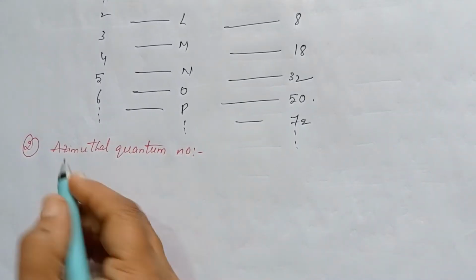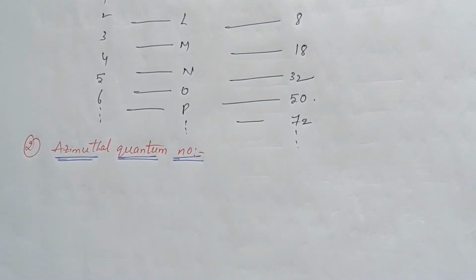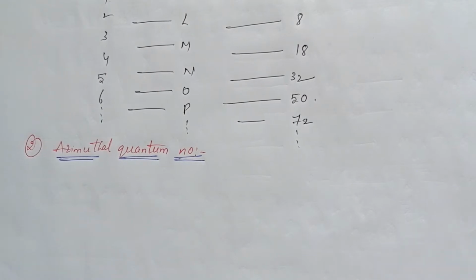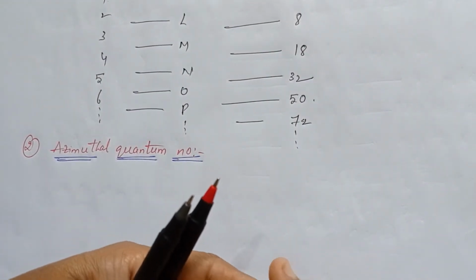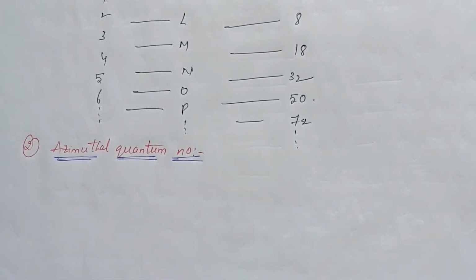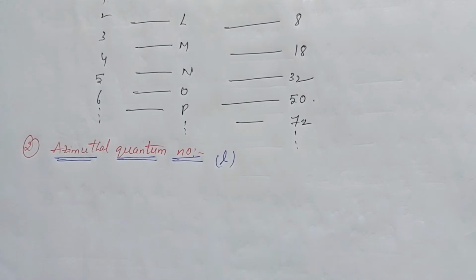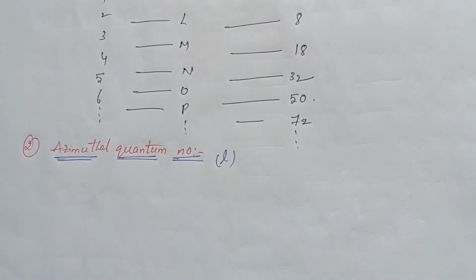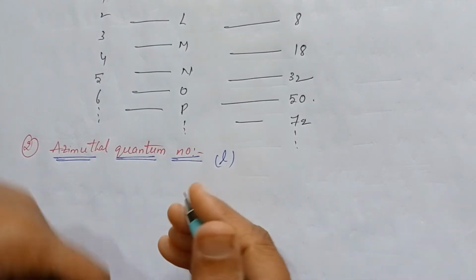What is azimuthal quantum number? Now see, students, the azimuthal quantum number was introduced by Sommerfeld. First of all, the azimuthal quantum number is represented by small l.